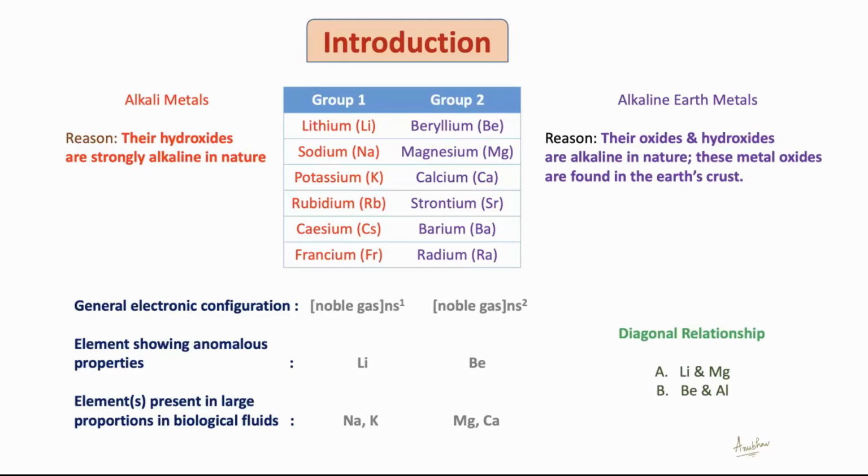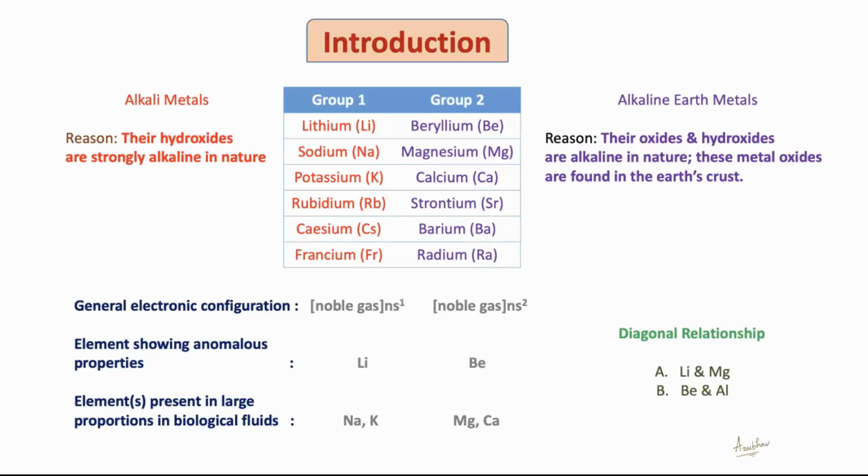In the group two elements, their oxides and hydroxides are also alkaline in nature. But these metal oxides, like calcium oxide, strontium oxide, or magnesium oxide, are found in the Earth's crust. That's why they are collectively known as the alkaline earth metals.